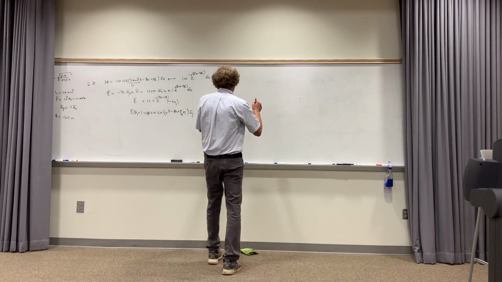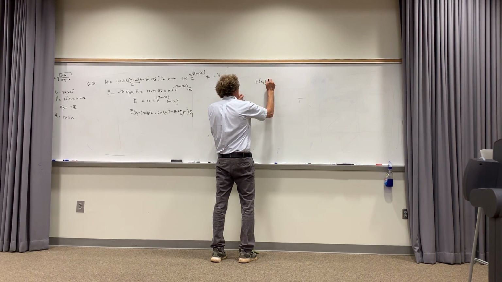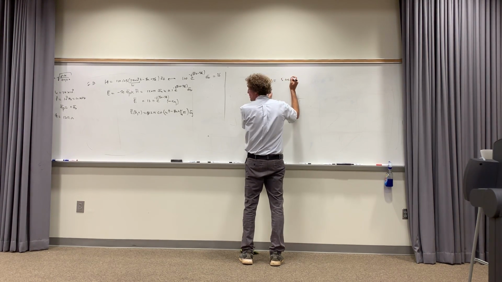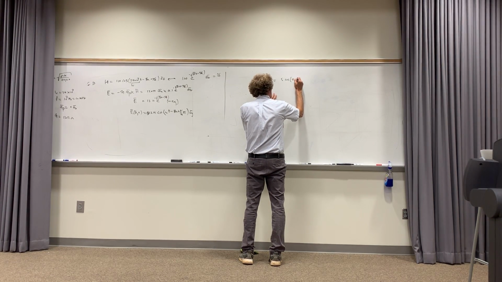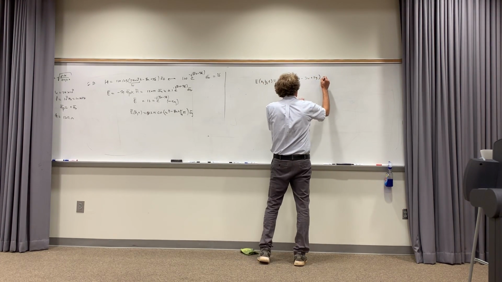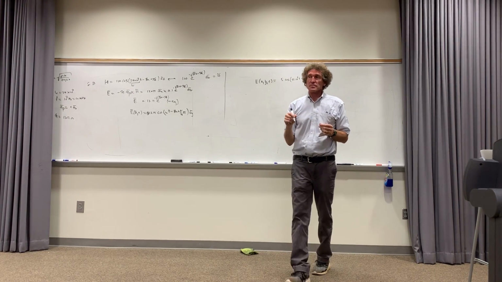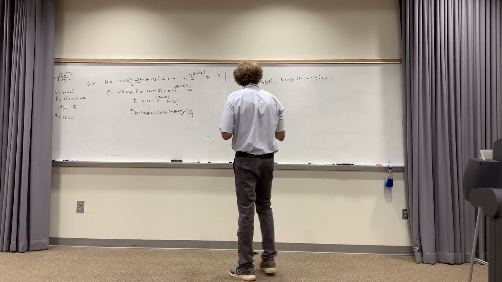6.7. Tell me the problem. Go ahead. E of x comma y comma t equals 5 cosine pi times 10 to the 6 t, minus 3x plus 2y, in the AZ direction. And what do they want? Find the direction of propagation and the H field. Okay. We can get H in a second.